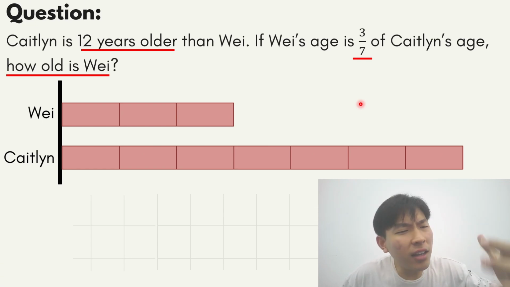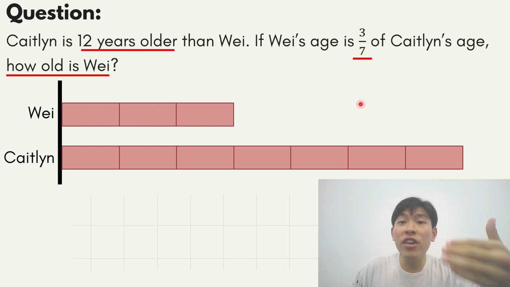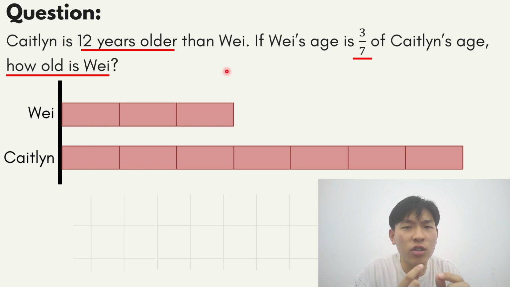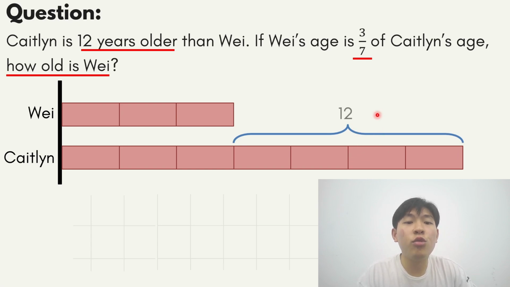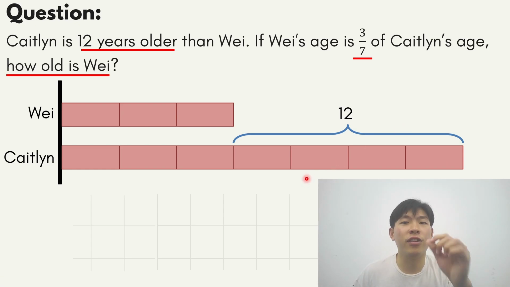So next, what other information do we have here? Aha! Kaylin is 12 years older than Wade. 12 years older. So where can this 12 years older be shown here? Where can this difference be shown? Can we see? Very nice. Yes, it is at this part. This is the part. So this part is 12 years older. How many units here? 1, 2, 3, 4. 4 units. So this means that 4 units is 12 years.